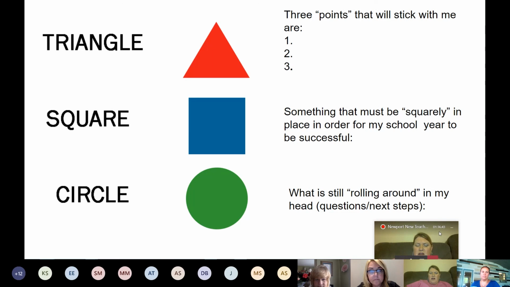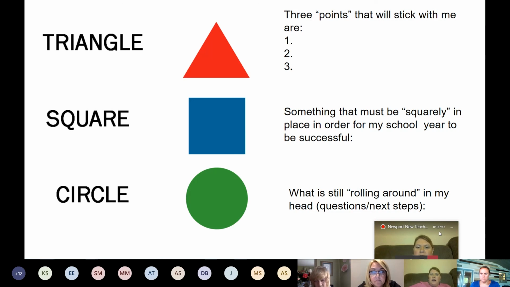Okay, so this is called a triangle, square, circle reflection, and each of the shapes helps you understand what you need to do for that part of the reflection. So for the triangle, we're going to ask you to think of 3 things that stuck with you about today's learning, just big ahas, takeaways, things that for whatever reason you really connected with or gravitated to. So that would be your 3 points that will stick with you, just like a triangle has 3 points.